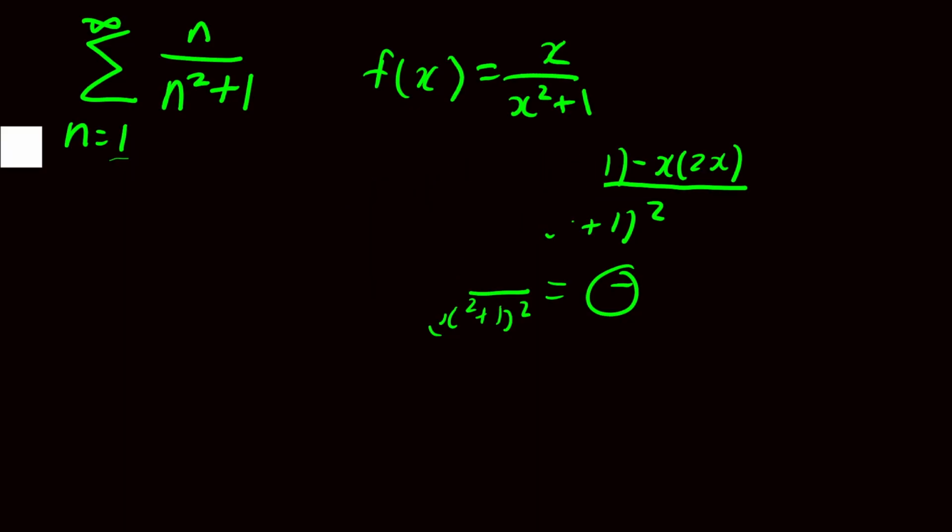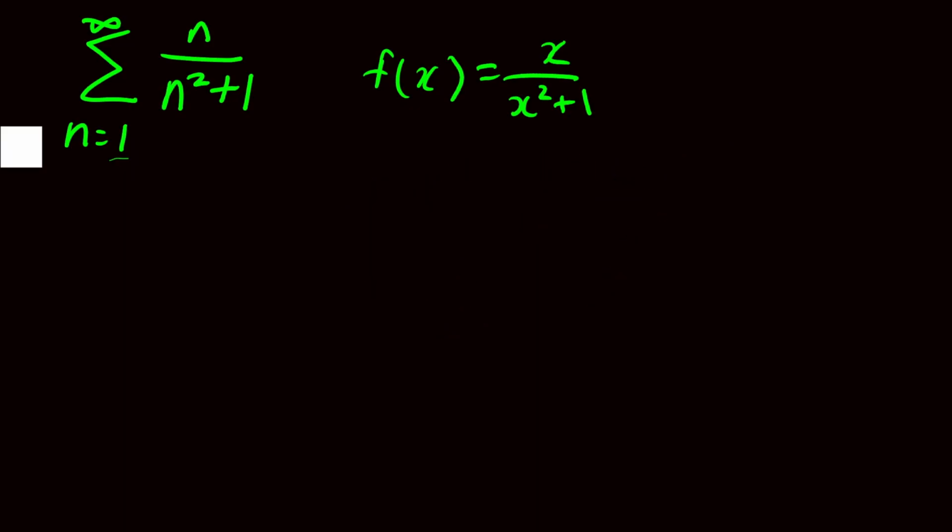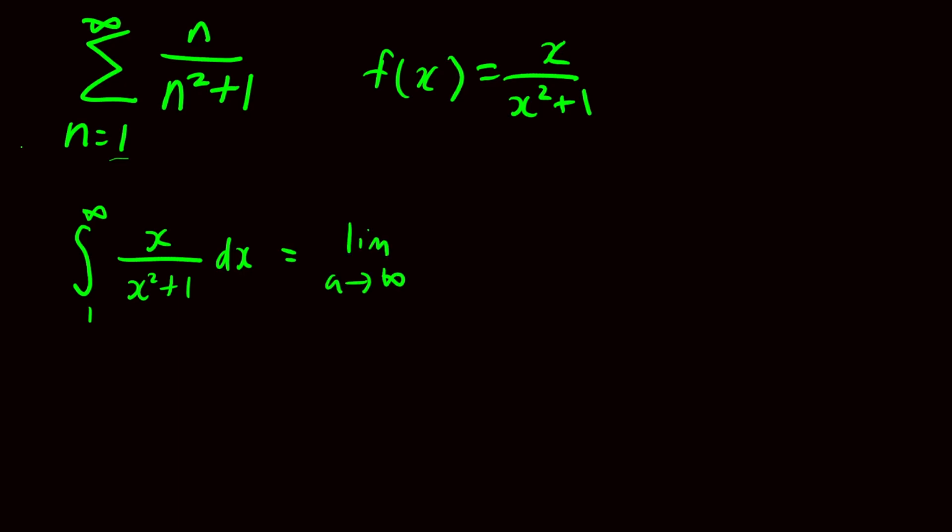So let me just erase this. And let's start with our integral. So the integral from 1 to infinity of x over x squared plus 1 dx. Now we do our limit. So limit as a goes to infinity of the integral from 1 to a of x over x squared plus 1 dx.